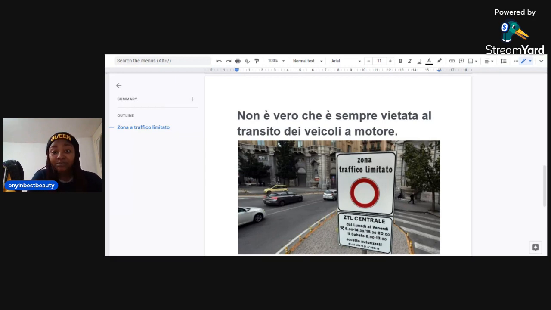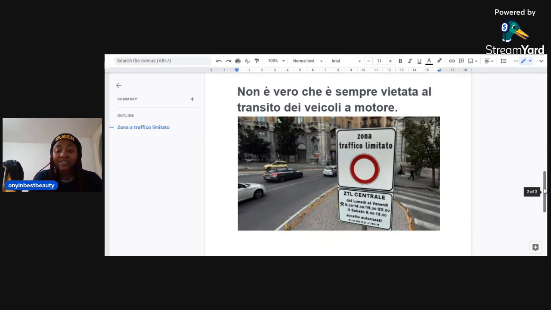This thing can be placed maybe for a particular hour. After that hour, vehicles can transit. Okay? Most times, let us look at this particular one for you to understand what I'm trying to say. This one now is a zona traffico limitato. Now, look at when this particular zona is valid.